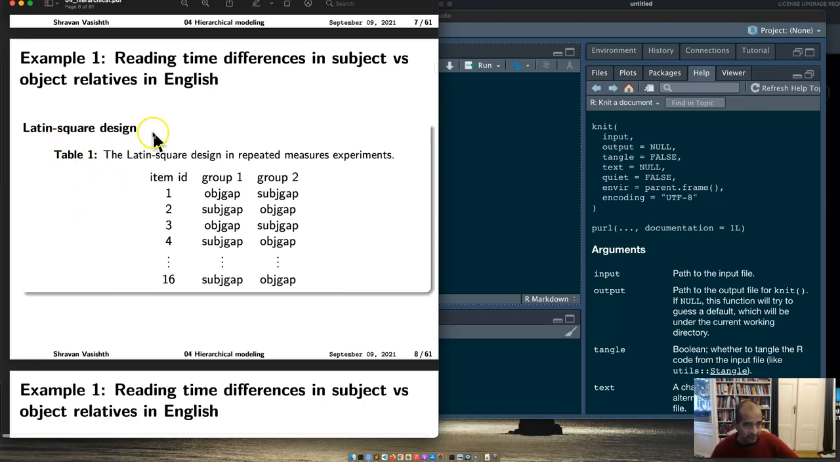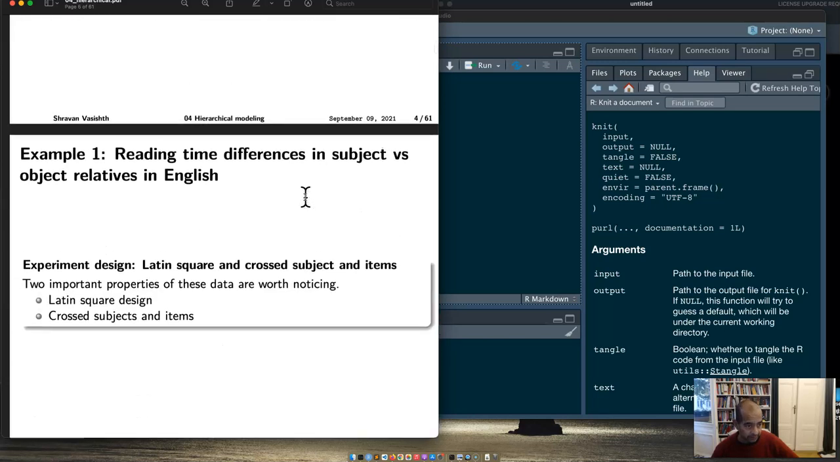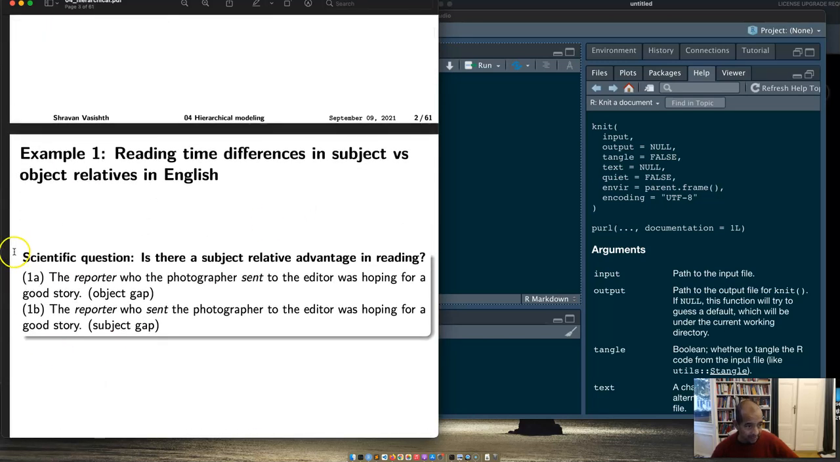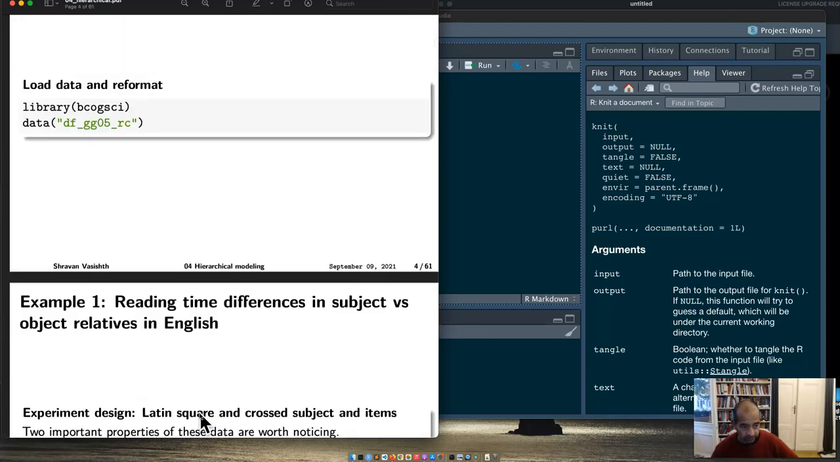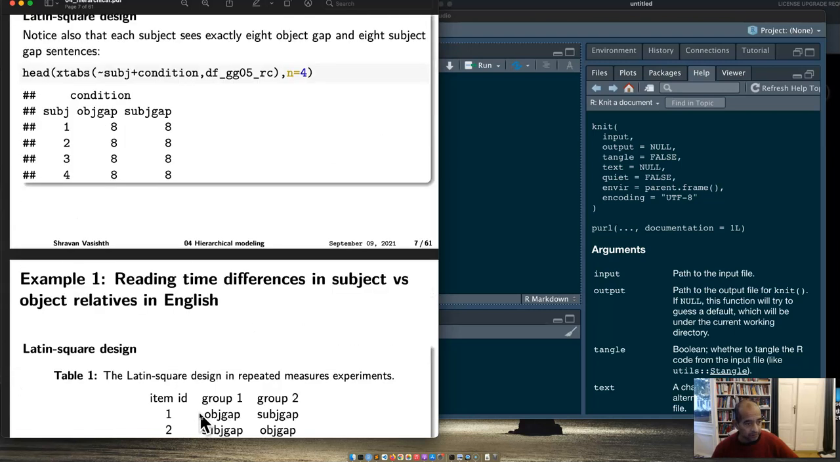So what is a Latin square design? I'm sure all of you know this, but I just want to make sure that we are all on the same page. If there are 2 conditions, the way the Latin square design is set up is that you have 16 unique items, each of which has an object gap condition and a subject gap condition. So you remember what I'm calling an item here. If you go back to the example I showed you, these 2 sentences constitute one item. The item ID is 1 here. Why? Because there are 2 conditions here, but they all have the same words. They're just rearranged to form an object or subject gap. That's the big idea here, right? So that's what I'm calling an item.